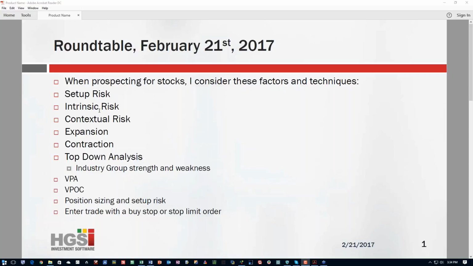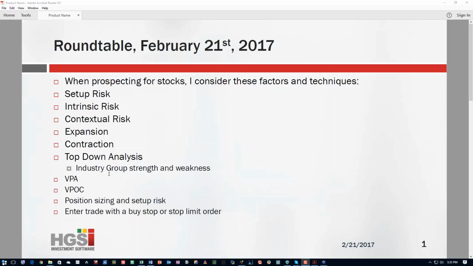In addition to the intrinsic and the contextual risk, I look at expansion. That means a stock is moving up or down, and the candles are getting larger. As a rule, they're finishing near the top of their daily range, and that's expansion. Contraction is when they settle down and start basing a little bit. If they're in a long-term trend, that is a good time to put a trade on.